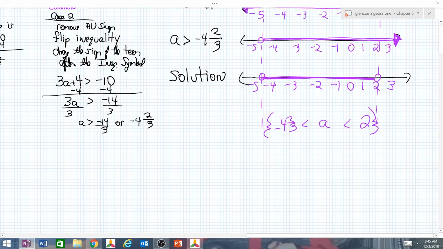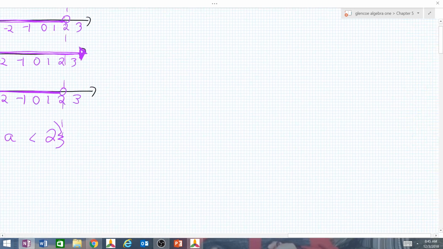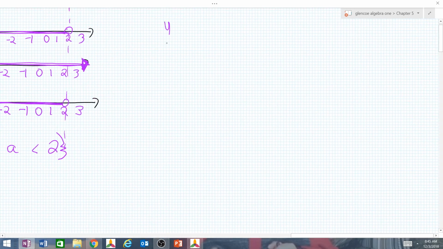So let's try a really easy one together. Let's do this one. Okay, so the inequality is the absolute value of y is less than 3. Who could tell me, how would I write case number 1? What's case number 1? Anybody have it? Go. Y is less than 3.